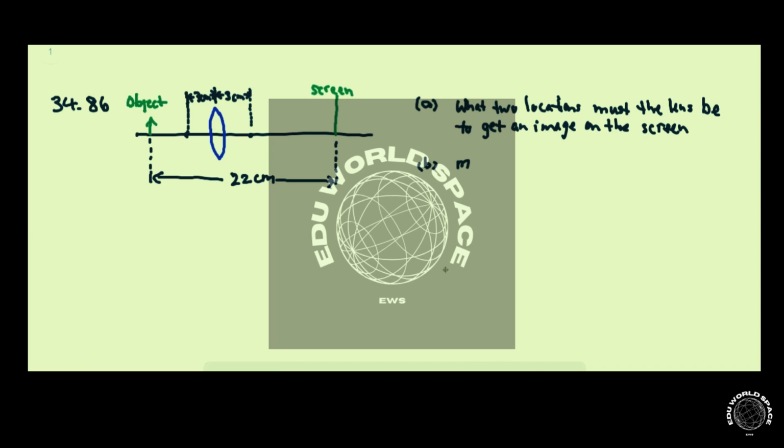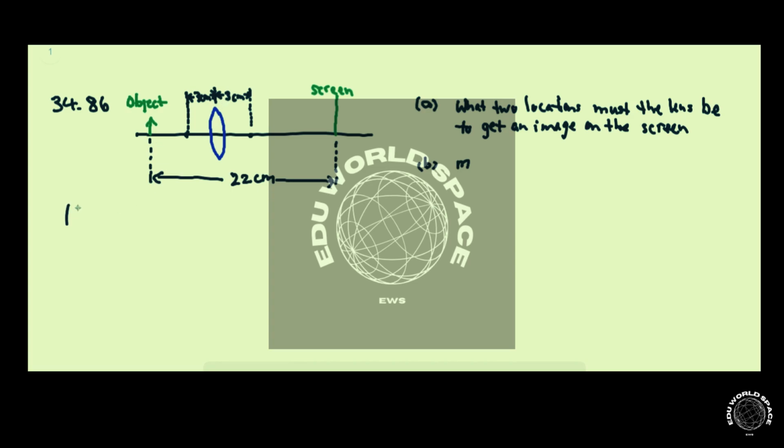In problem 86, we're given that an object and a screen are separated by 22 centimeters, and somewhere between them a lens is placed, and we're asked what two locations of the lens will produce an image on the screen. And in part B, you have to find the magnification that's associated with each of the two positions. And we're given the focal length of the lens is 3 centimeters.